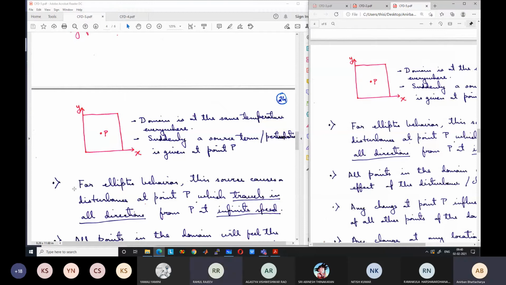Sir, the domain of influence and domain of dependence is being told with respect to a point inside the domain, right? Yes, correct. So it will change depending on the point. In this case, it is not changing for the elliptic equation. In the next class, we will study hyperbolic equation, and we will see that the domain of dependence and domain of influence will change. Today also we will study parabolic equation, and we will see that domain of dependence and domain of influence will change if the location of the point changes. It depends on the location of the point.